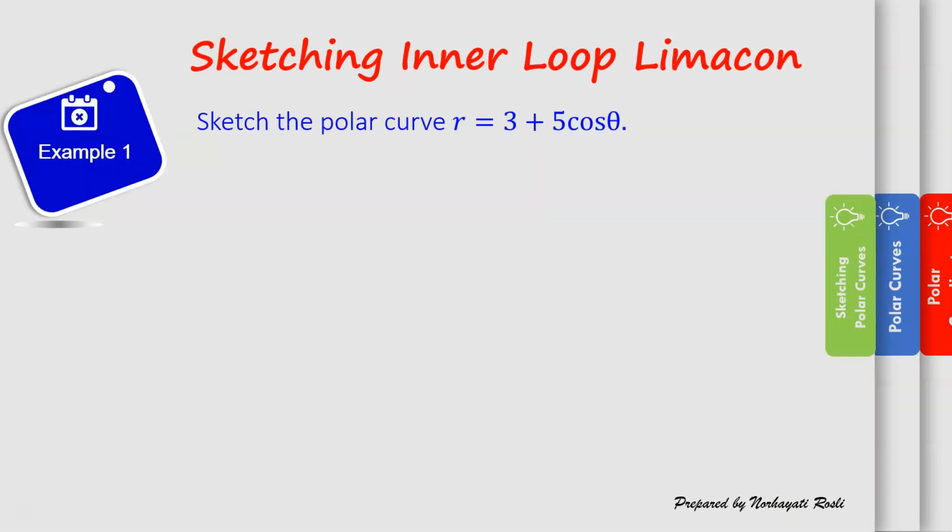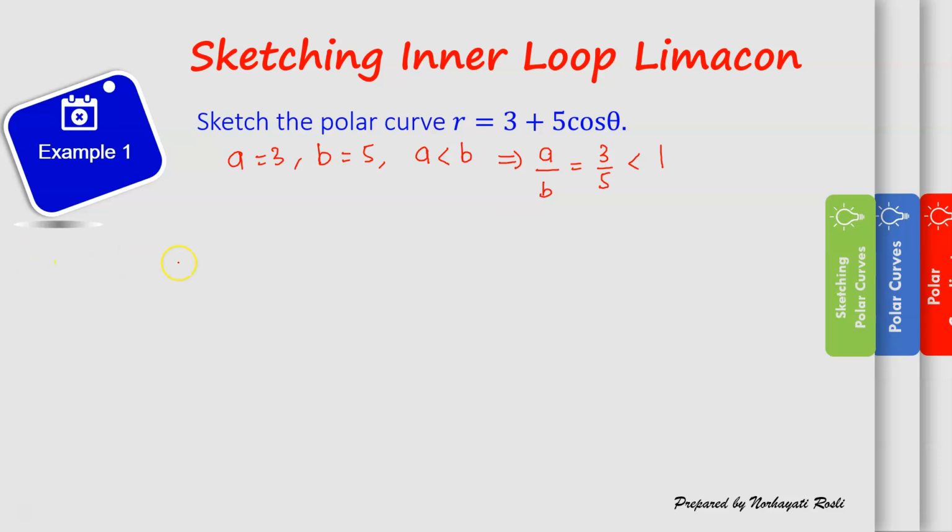Now we go to example 1. The question asks us to sketch the polar curve of r equals 3 plus 5 cos theta. In this case, we have A equal to 3, B equal to 5, meaning that A is less than B. So we have A over B, which is 3 over 5, less than 1. Understood, the shape here is an inner loop Limacon.